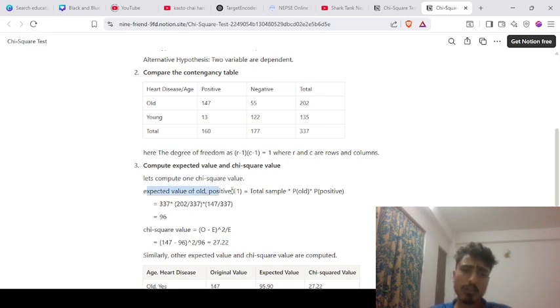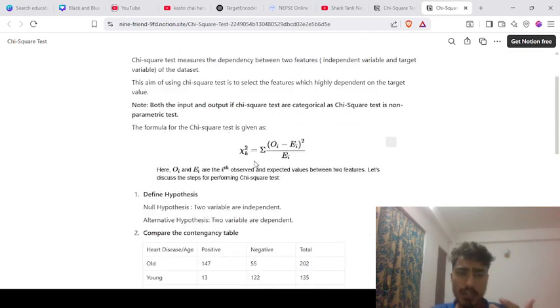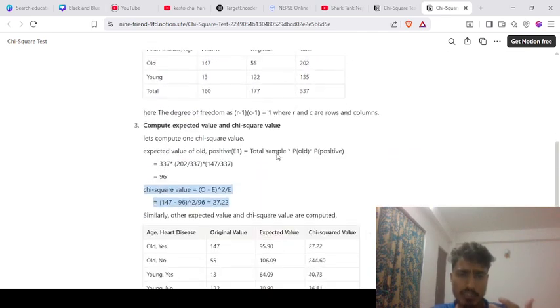Here we have calculated one expected value, that is for the world age and positive of the positive target, and similarly here is our chi-square value. Like we have defined the formula here, and using the same formula in these steps, we have computed the chi-square value for this world and positive case.